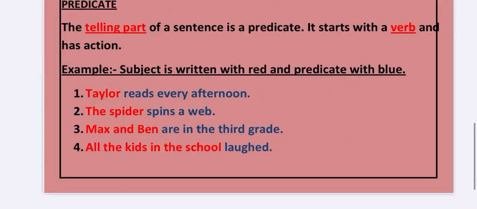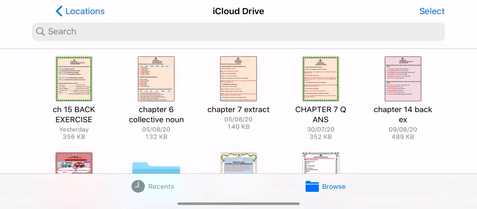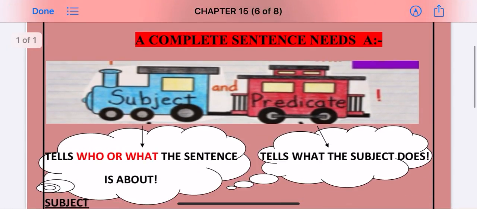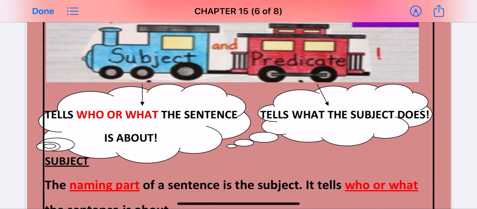So a complete sentence needs two things, a subject and a predicate. Subject is the naming part. It tells who or what the sentence is about. And predicate is the telling part, which tells us more about the subject. And students, one important thing, predicate always has an action word or a verb in it.